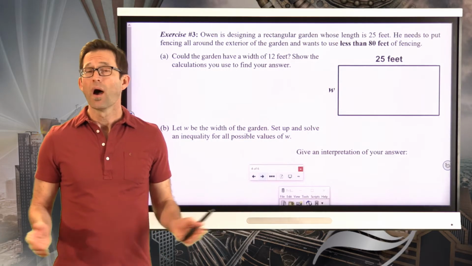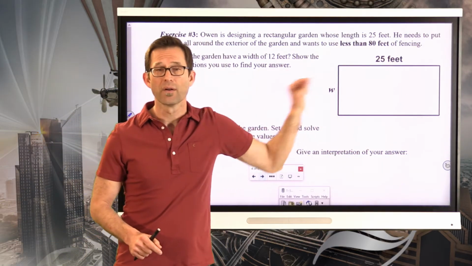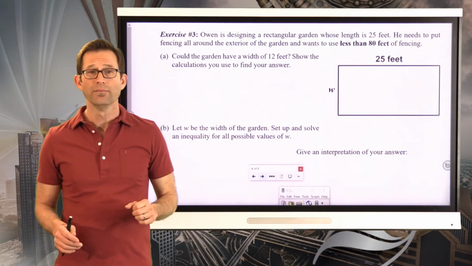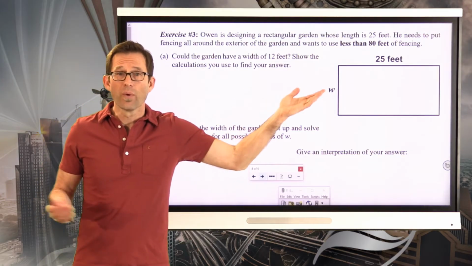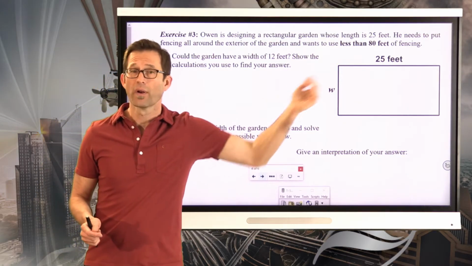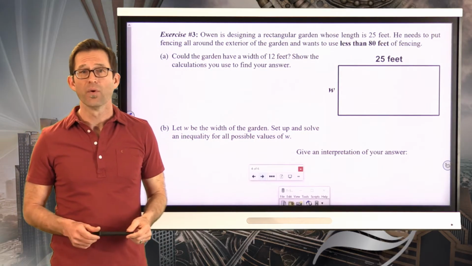All right, awesome. What do I know about this? I know I'm going to put fencing up around the perimeter of this rectangle. And my question is, could the width be 12 feet if the length is 25 feet? Pause the video now and see if that could be the width.